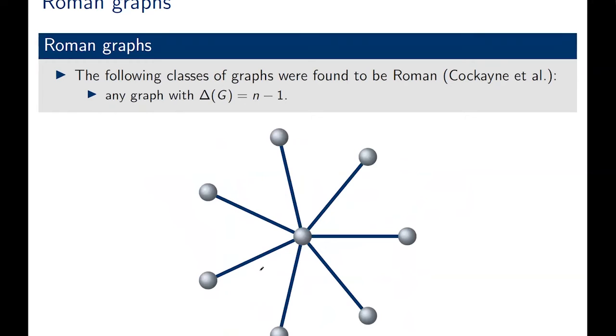Also, every graph with a universal vertex. If there is a vertex connected to every other vertex of a graph, there was also an example of such a graph in the quiz, on Menti quiz. So if there is a universal vertex, then the domination number is 1 and the Roman domination number is 2. So this graph is also Roman.